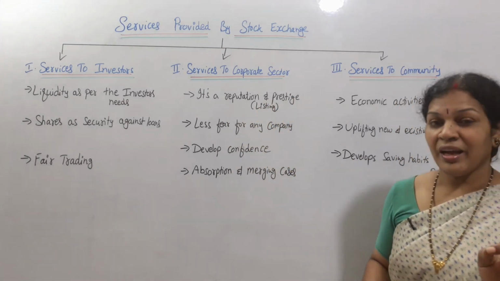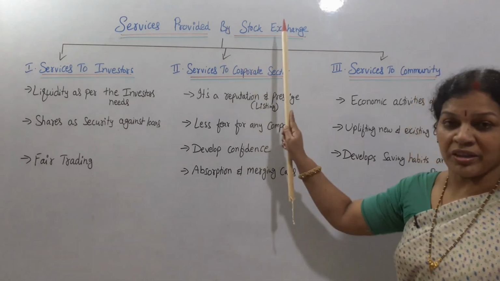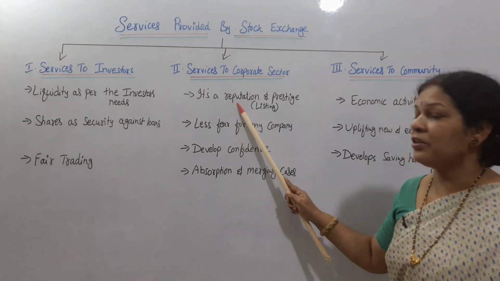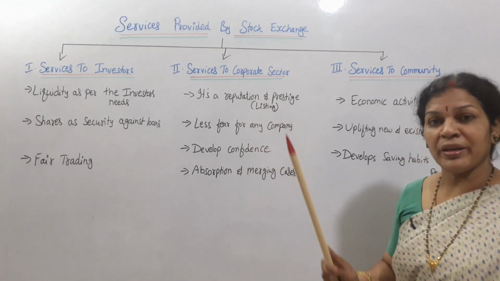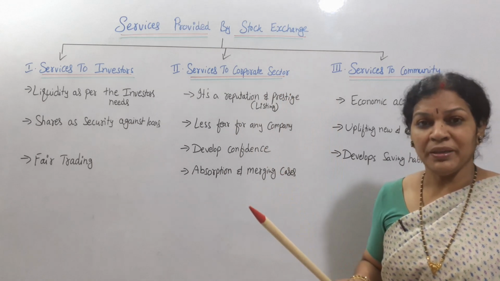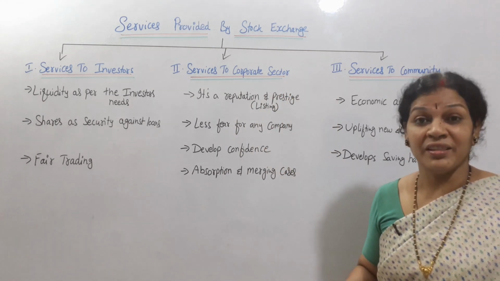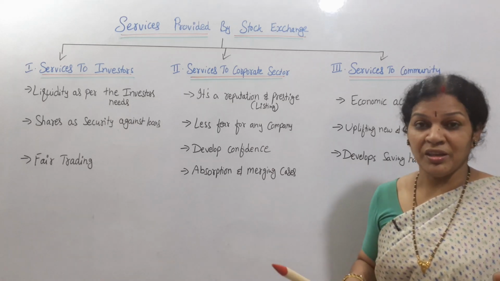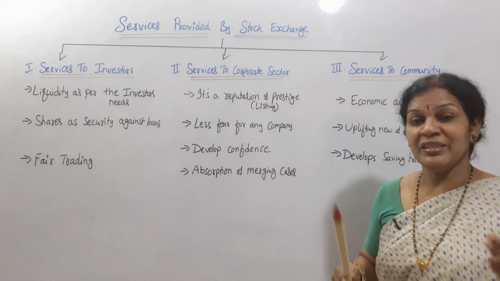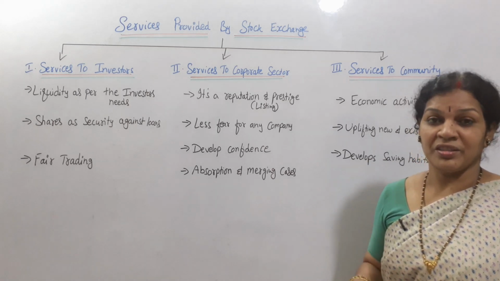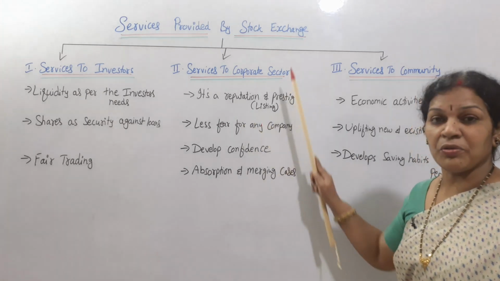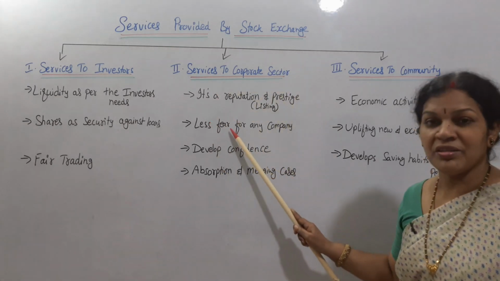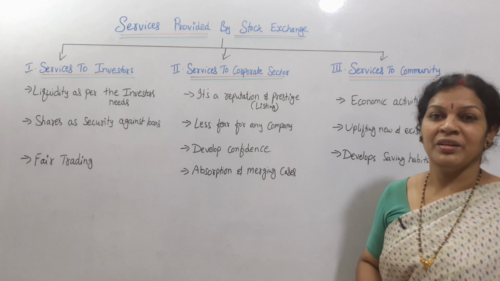reputation and prestige. Having a listing on the stock exchange means your company is in the list of the stock exchange, so that is a reputation and a prestige for any company. It means the company can sell its products and its securities easily, without much hesitation, delay, or tension, because it is under the list of the stock exchange. This is the main important service given by the stock exchange.